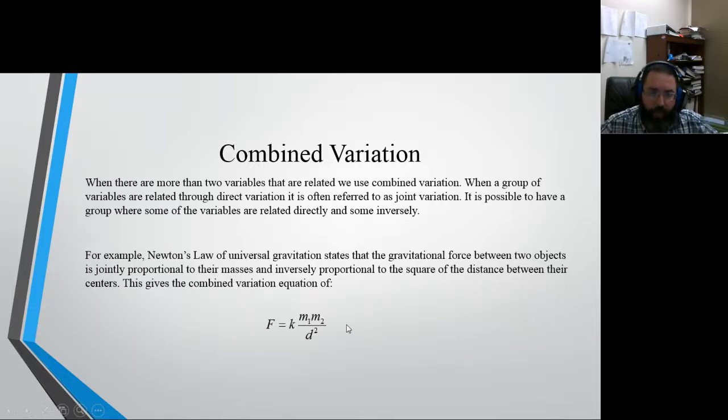So we put that all together, and this is now a relationship that relates all four variables: the force of attraction, the two various masses, and the distance between them. Now, in physics, they've actually determined what this constant k is for Newton's law here. Off the top of my head, I don't know what it is, but it's the gravitational constant.